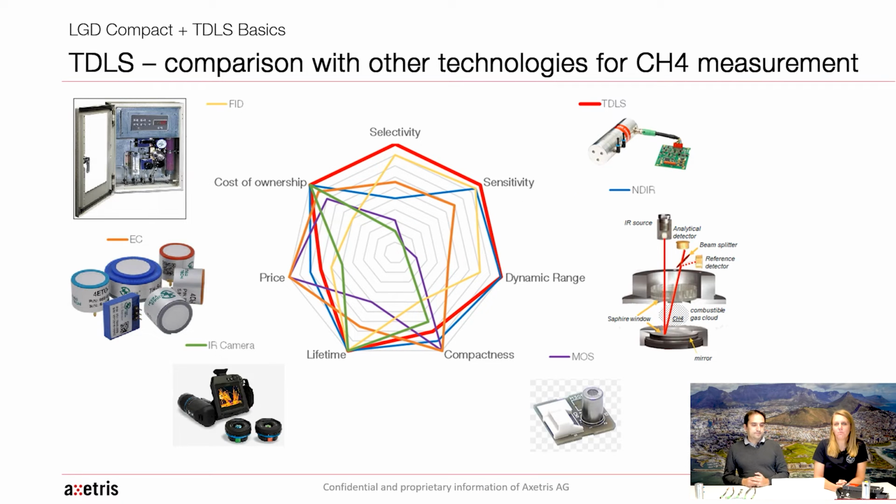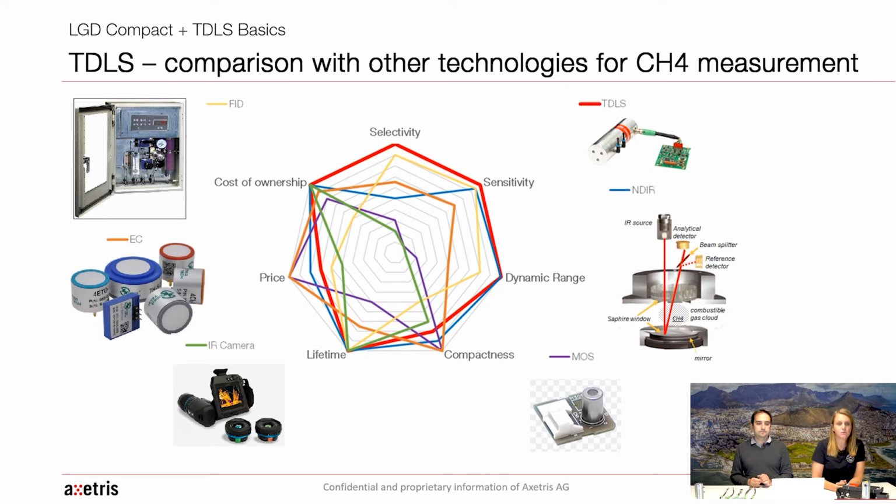So for this specific application, the measurement of methane leaks, we have different technologies on the market. We have TDLS, NDIR, MOS, IR camera, electrochemical sensor, and flame detector. What we compare are different categories, like selectivity, cost of ownership, price, lifetime, compactness, dynamic range, and sensitivity. Every device has an advantage, but we can see that the TDLS covers the widest area for this type of application.